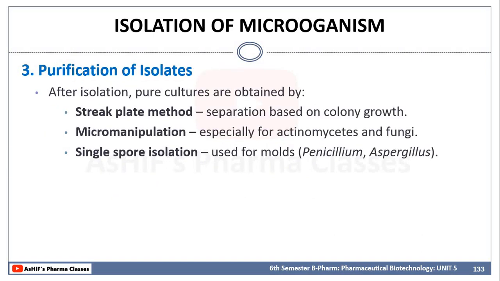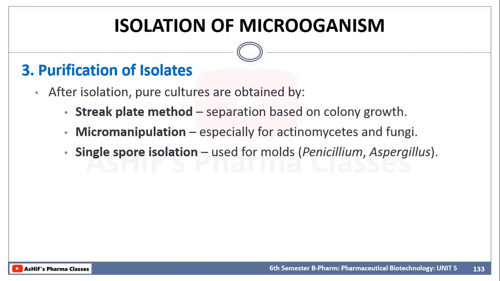Then purification. So we have to separate the individual colonies of the microorganism. ഓരോരോ സെല്ലിനെയും സെപ്പറേറ്റ് ചെയ്തെടുക്കുമ്പോഴാണ് നമുക്ക് അത്രയും പ്യൂരിഫൈ ചെയ്തിട്ടുള്ള മൈക്രോ ഓർഗാനിസംസുകൾ കിട്ടുക. So these are the different methods for purification, like the streak culture method.